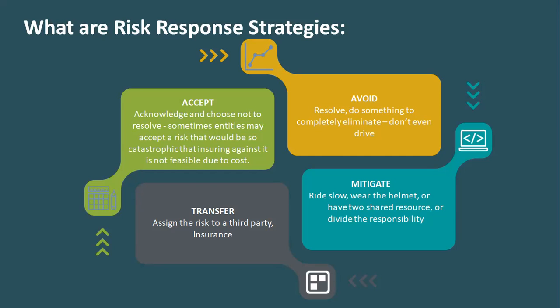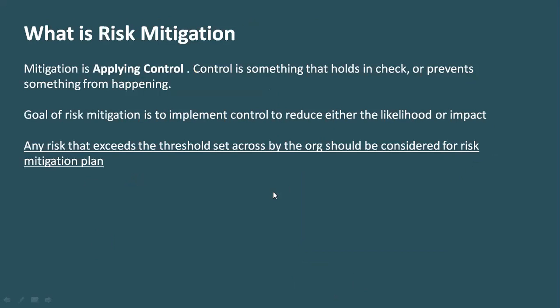So accepting the risk is a good response when the risk is very low, right? Then you accept it. Even if it happens, the impact is low. So these are 4 different ways that we respond to risk. Now, whenever I was giving an example, I was talking about mitigating the risk, right? So why is mitigating a risk important?